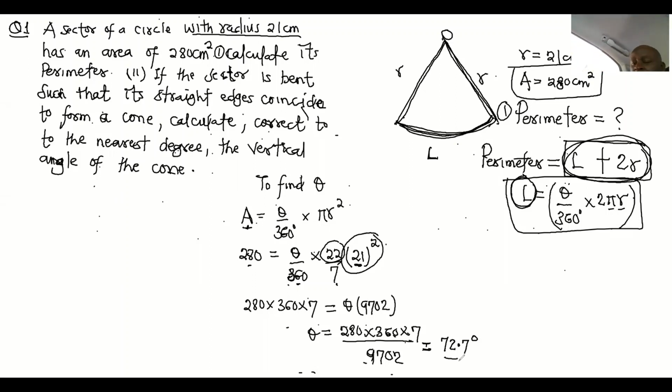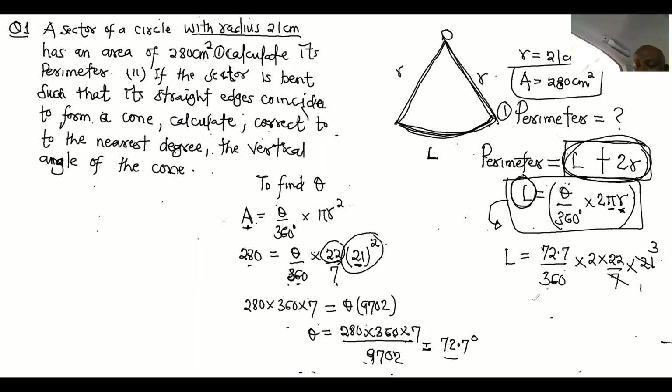So let's go and find the length of the arc. You've gotten this now. Theta is 72.7 all over 360 times 2 times pi. Pi is 22 all over 7 times radius is 21. The theta I did not know before, I've gotten theta now. Times 21. So you can cancel, 7 here 1, 7 here 3. You can continue and do more of that.